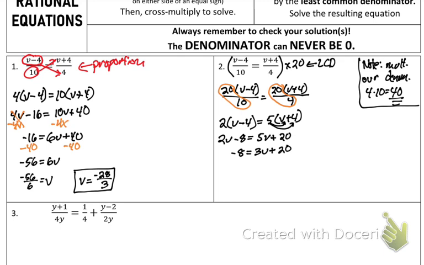Now when we subtract our 20 from both sides, I'm going to have negative 28 equals 3v. Divide both sides by 3, and we'll get v equals negative 28 divided by 3. We should have the exact same answer, just two different methods. Once again, method 1 only works if you have a fraction equals a fraction. If you have anything else, we're going to use our LCD.